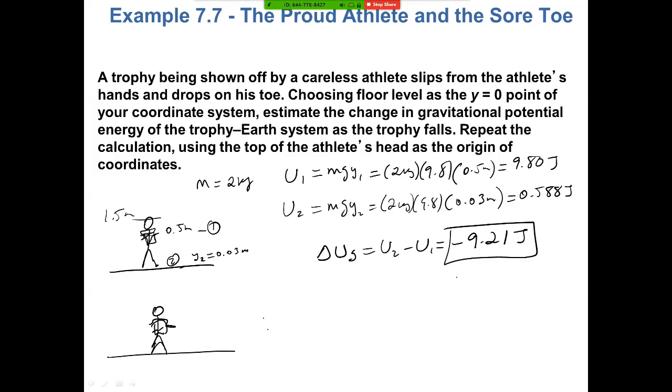But take the position of the trophy, let's say y1, to be relative to the head. Take this position to be y equals 0. Then y1 will be relative to that, and y2, again, will be relative to that. Then calculate your potential energy U1, potential energy U2, and find the difference between them. But this time, instead of referencing the ground as 0, use the head as 0, and then try to do this.